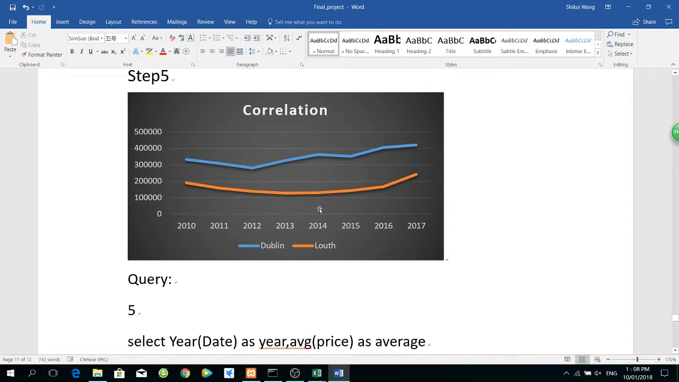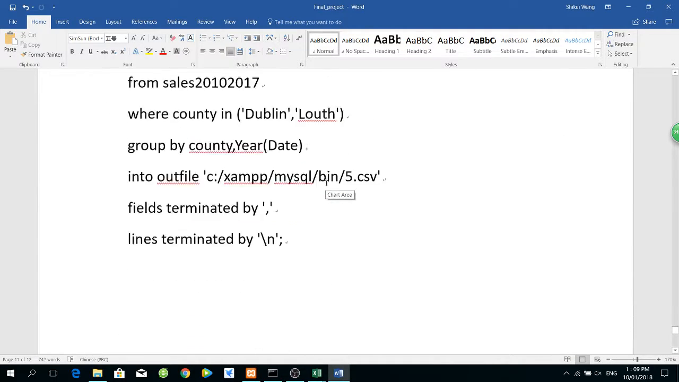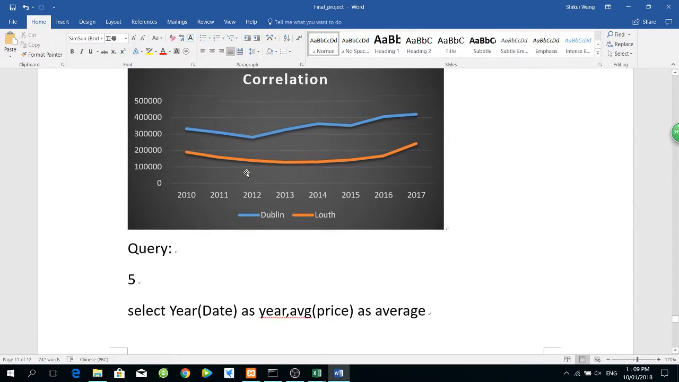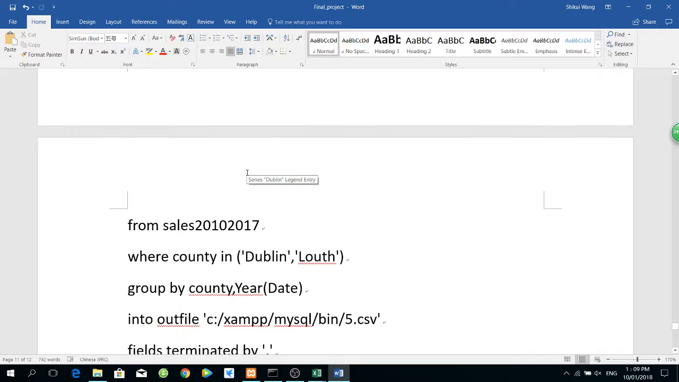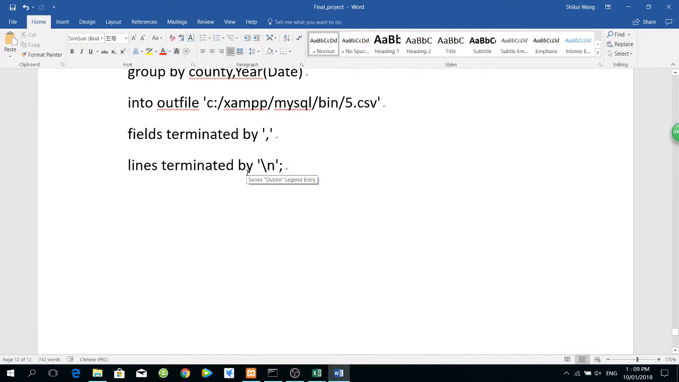So as step 5, this one I'm not sure, but I have to guess that this is for Dublin, this is for the North, and when this increased, this also increased a little bit, so I have to say that they have a little bit of a relationship. That's a query for that.